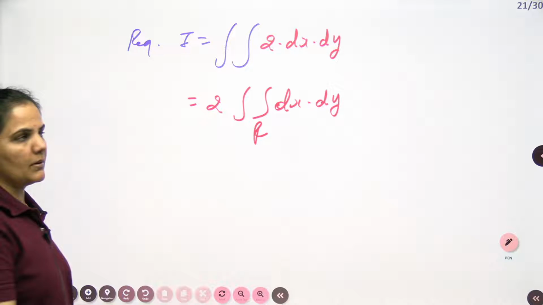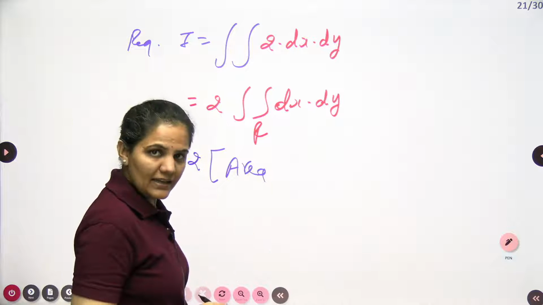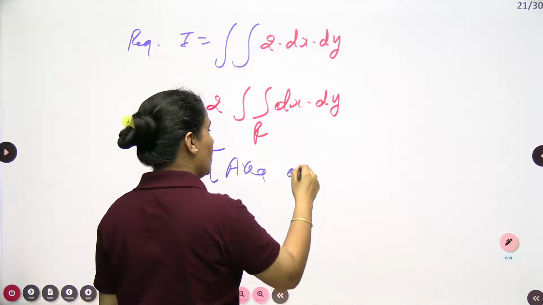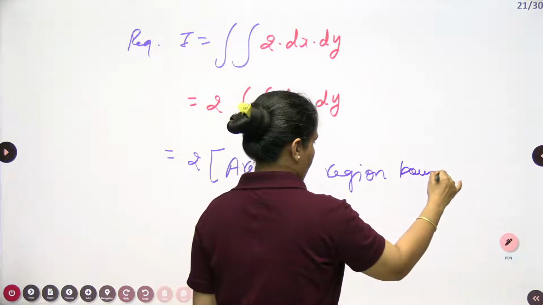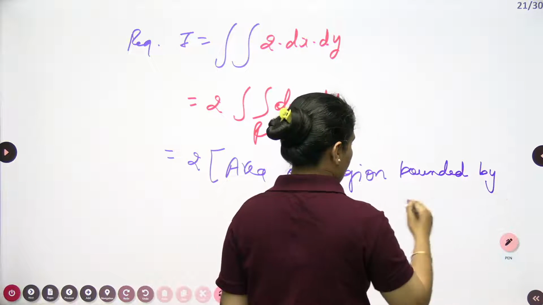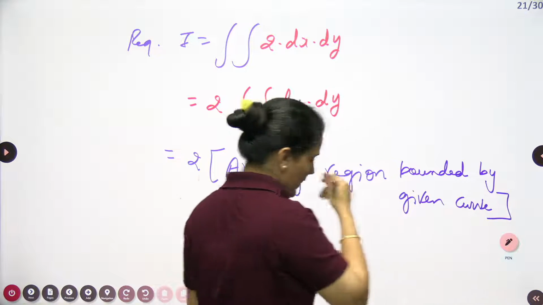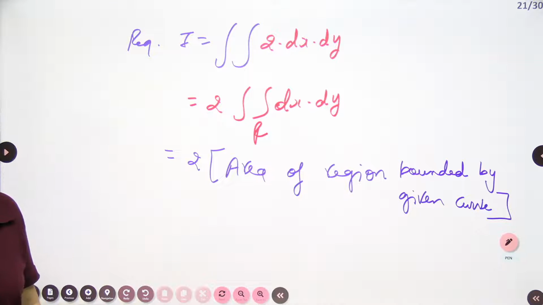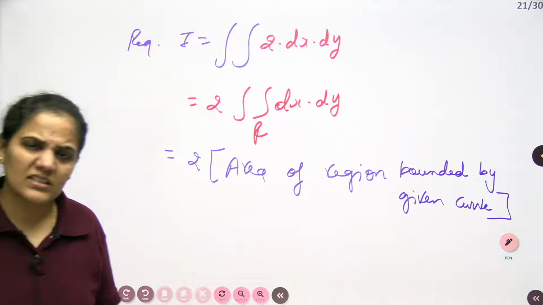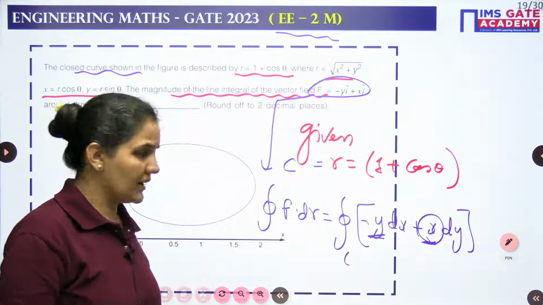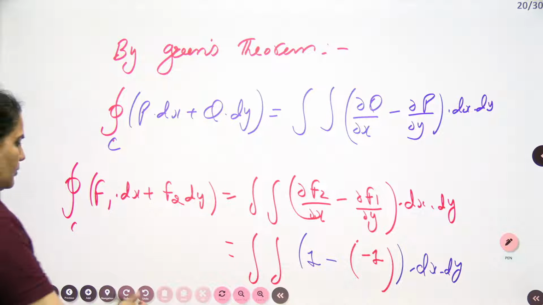This is nothing but the closed curve region, so here you can use directly that the double integration is nothing but the area of the region bounded by the given closed curve. So this is twice the area of the region bounded by the given curve. Okay. So whatever the curve is given to you, I don't think the result is around 9 point something. Let's have a check, so I can put the value here.